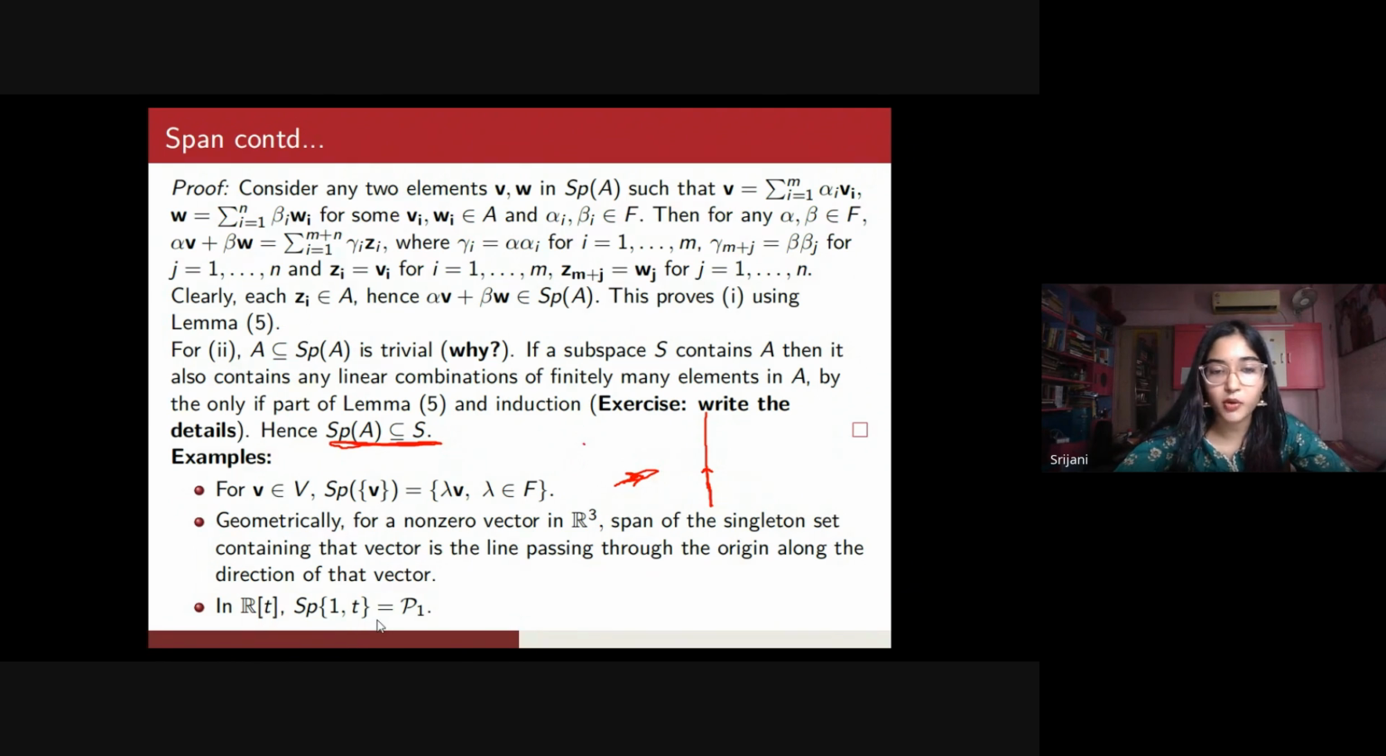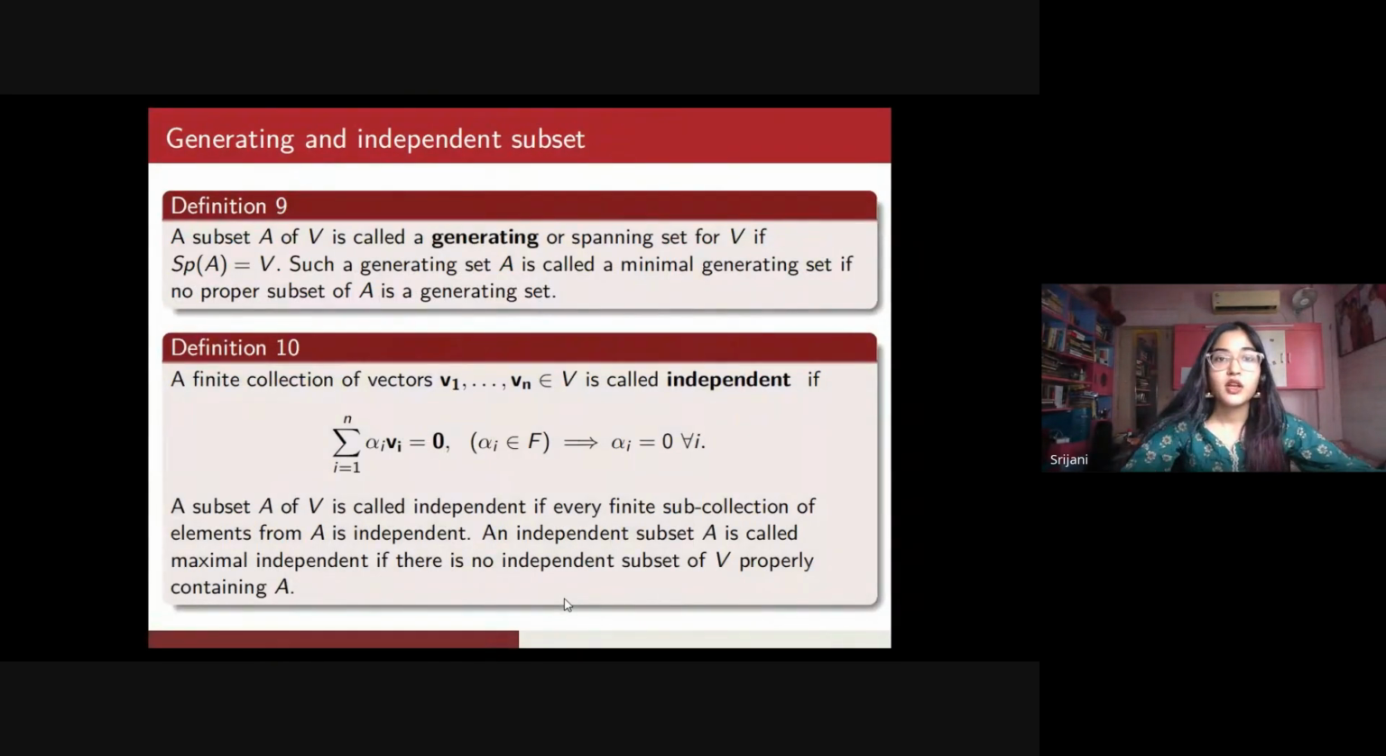In R[t], the set of polynomials, the span of polynomials of degree less than or equal to 1 is 1 and t. So for P_n, it will be 1, t, t square, up to t to the power n. Now we have a concept of generating and independence. So first, let us define a generating or spanning set. If the span of A is V, then A is called the generating or the spanning set of V.